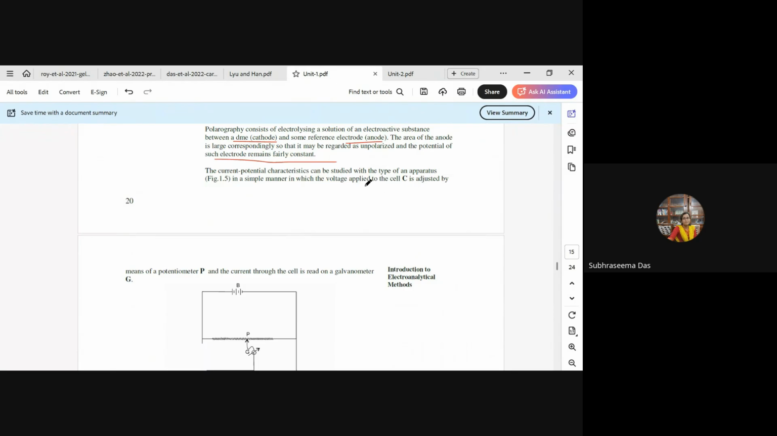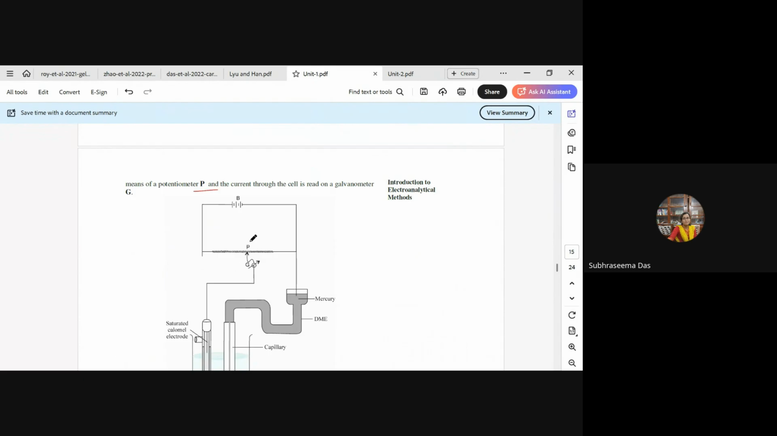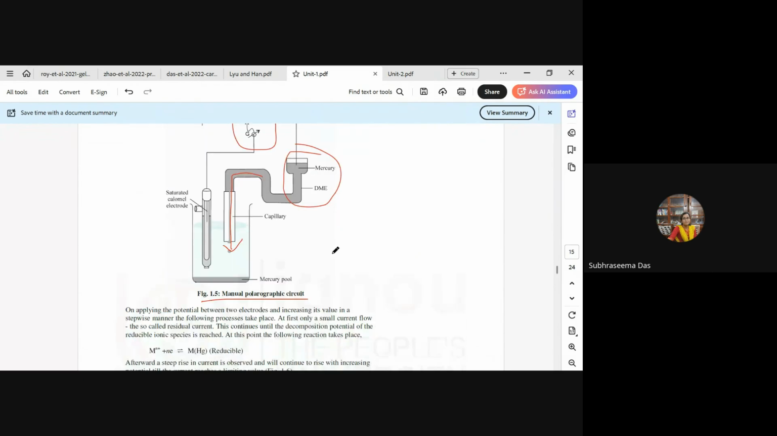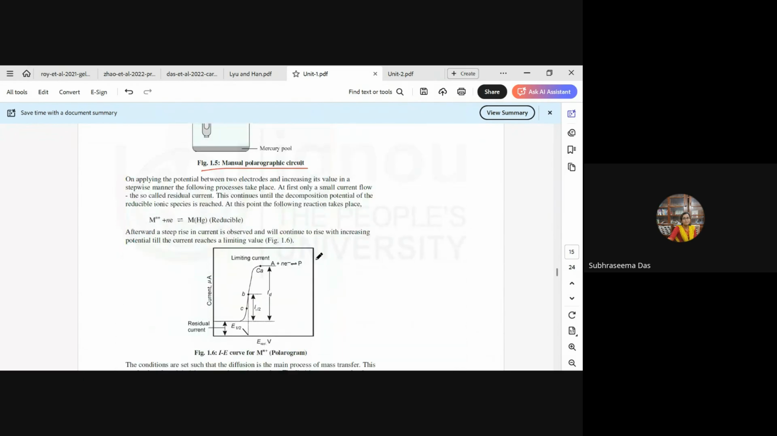The voltage is applied to cell C, which is adjusted by means of a potentiometer, and it is read on a galvanometer G, and this is the saturated calomel electrode. Here you can see this is the mercury, and this is the dropping mercury electrode, where a drop is lodged at this point. On applying a voltage between the two electrodes and increasing its value in a stepwise manner, the following processes take place.